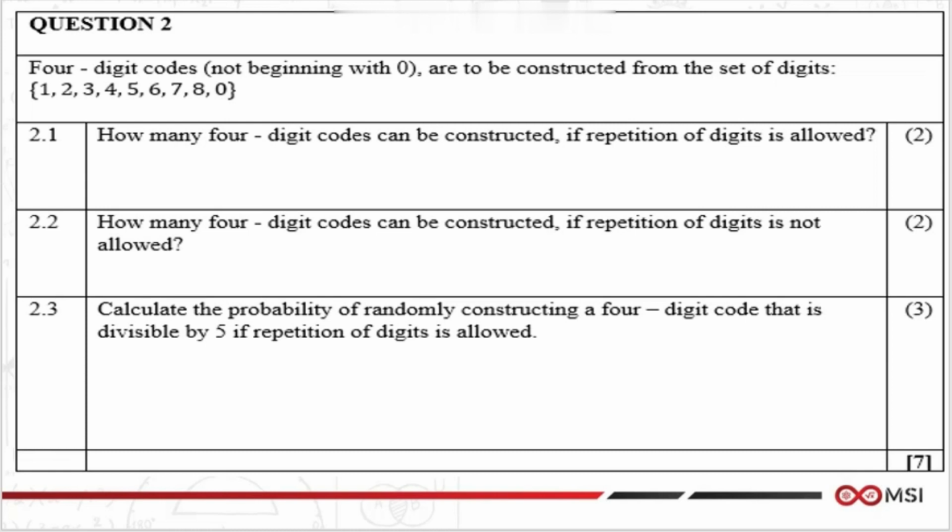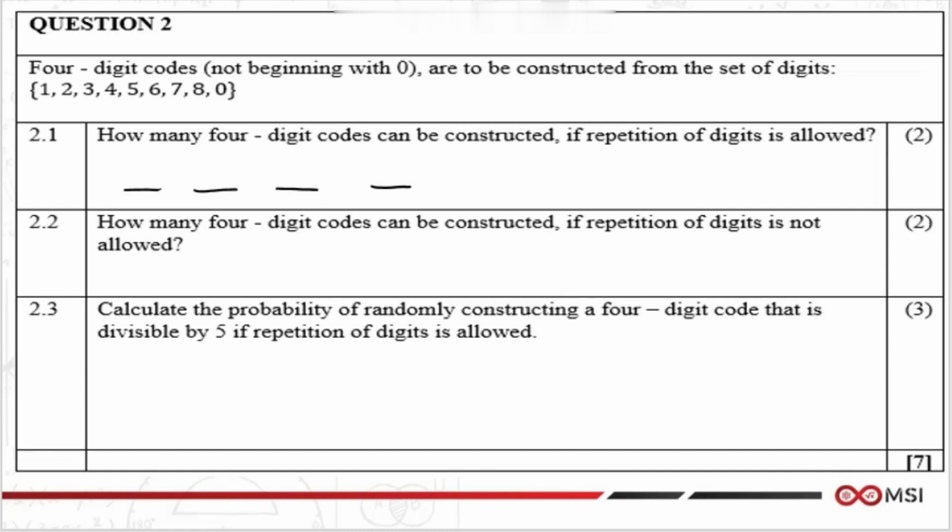Okay. 2.1. How many 4-digit codes can be constructed if repetition of digit is allowed? So to do this, what do we need initially? So we are constructing a 4-digit code. Then therefore we need how many? 4 dashes. 1, 2, 3 and 4. So the first one is saying how many 4-digit codes can be constructed if repetition of digit is allowed.